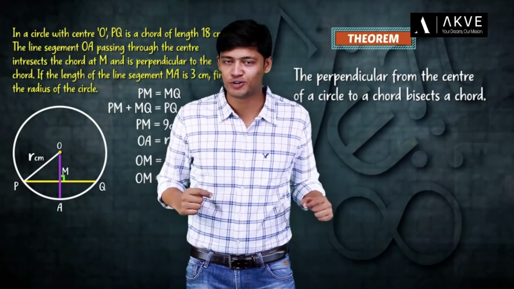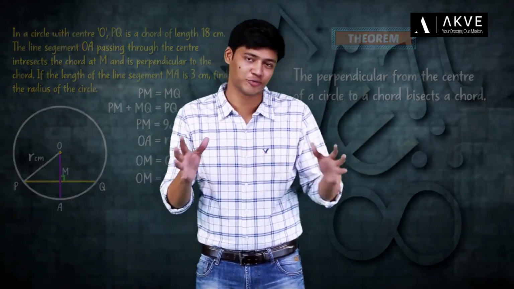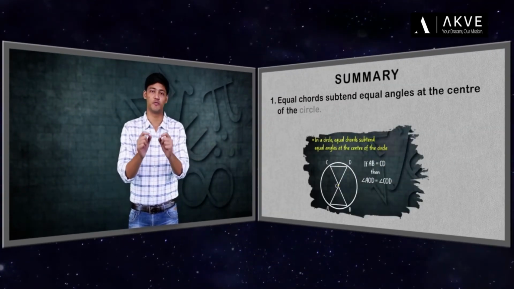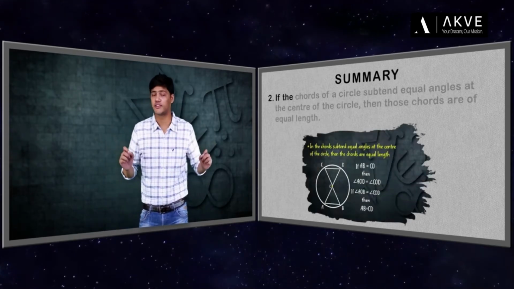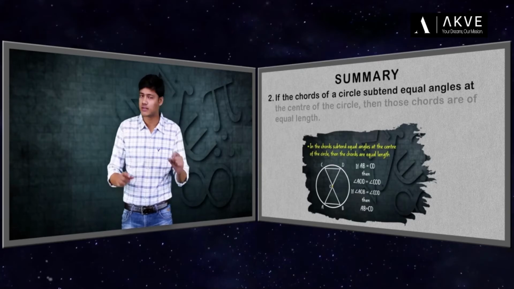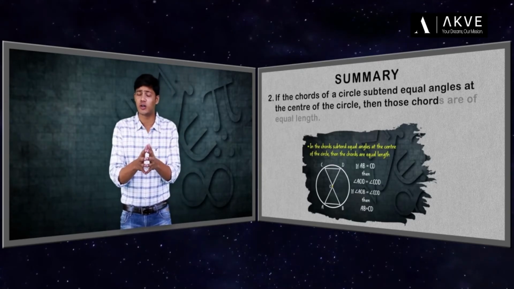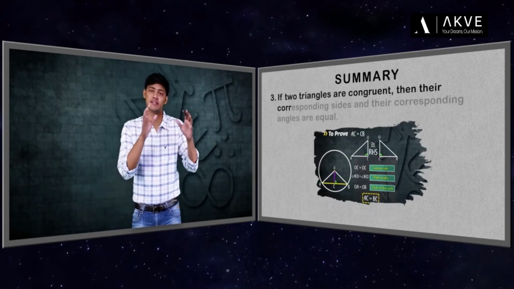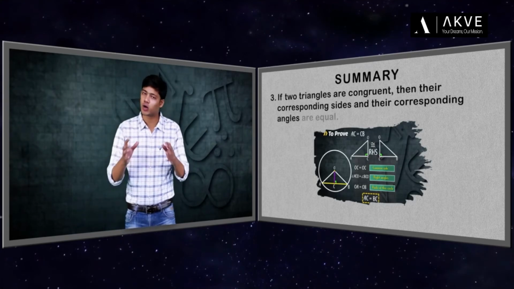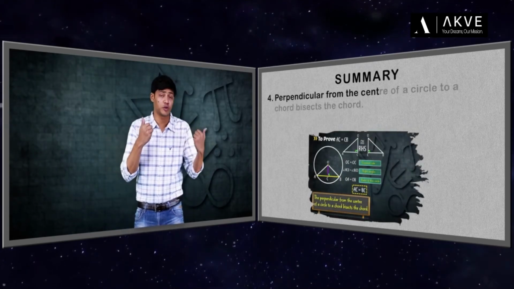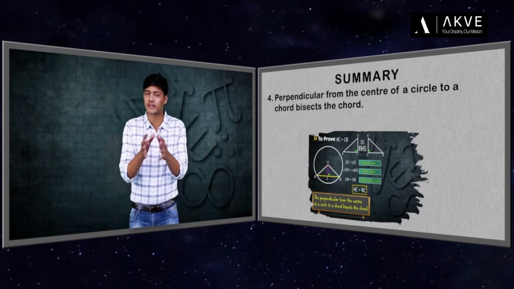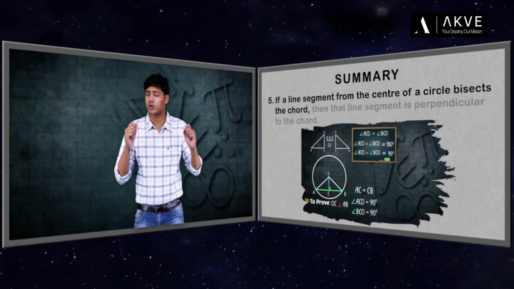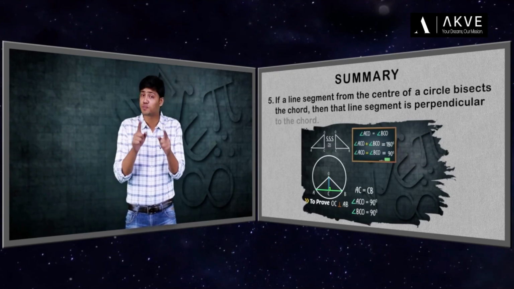Before we end this video, let's quickly summarize what we have learned so far. Equal chords subtend equal angles at the center of the circle. If the chords of a circle subtend equal angles at the center of the circle, then those chords are of equal length. If two triangles are congruent, then their corresponding sides and their corresponding angles are equal. Perpendicular from the center of a circle to a chord bisects the chord. If a line segment from the center of a circle bisects the chord, then that line segment is perpendicular to the chord.